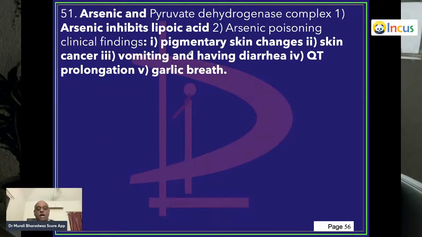Now comes arsenic acid. So, doctor, entire biochemistry, do you know in how many pages I do the complete revision of the biochemistry? You will be surprised. Just 50 pages.